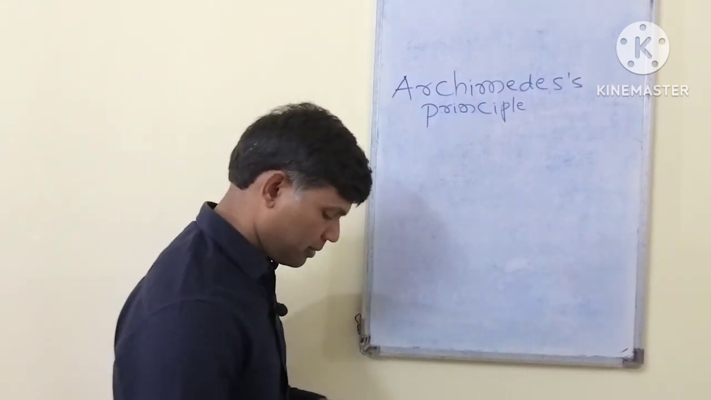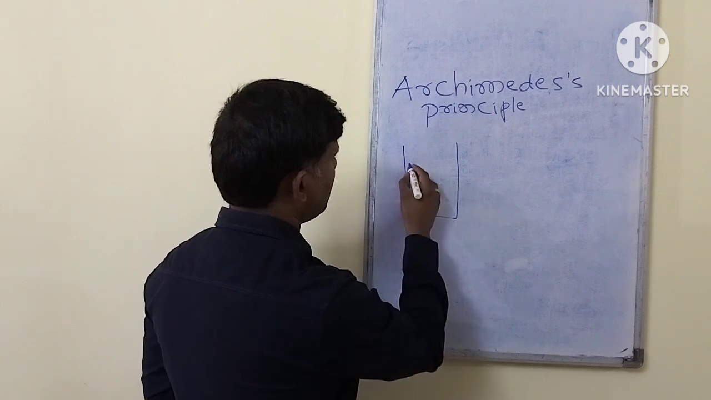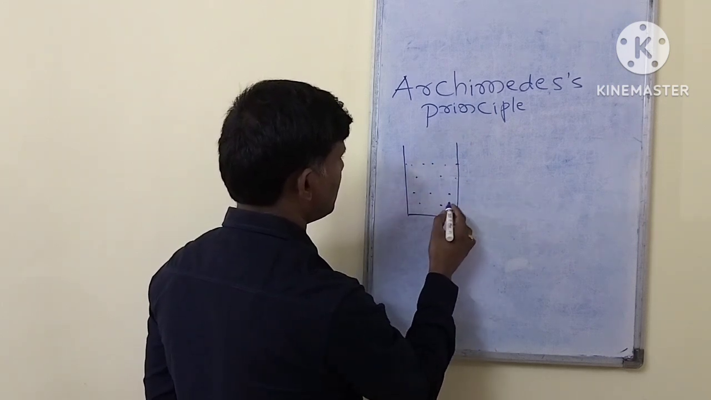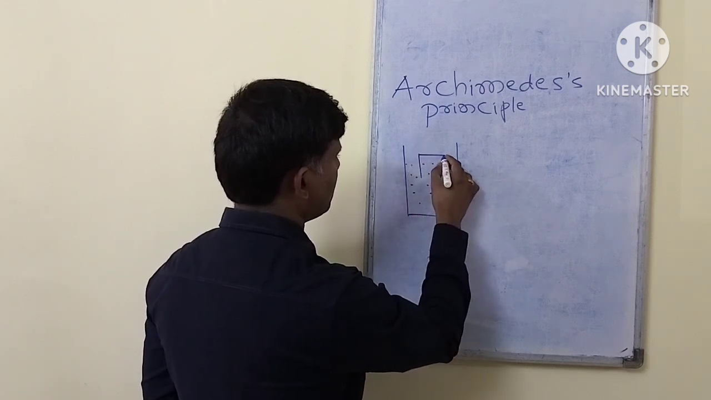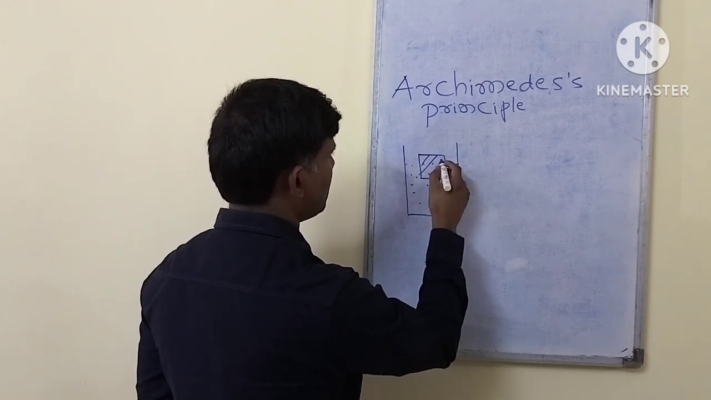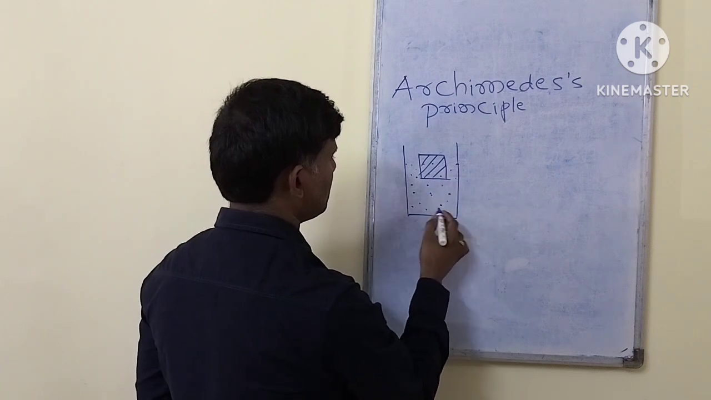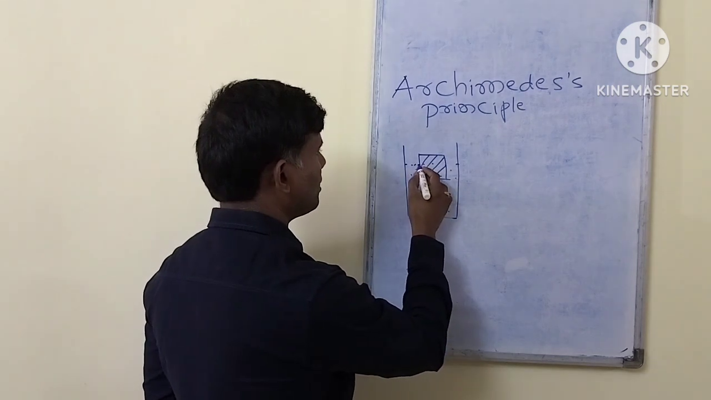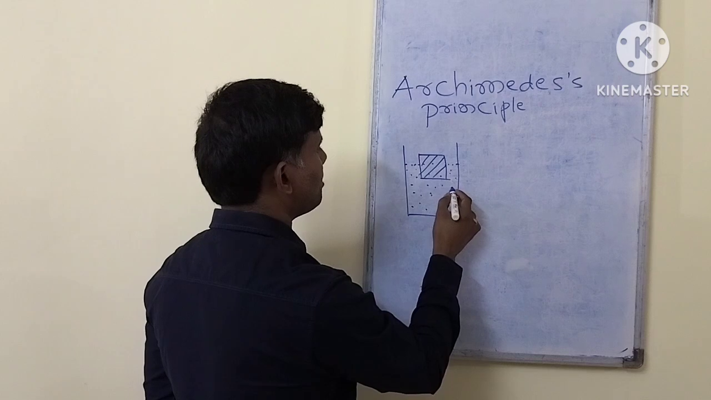Okay, you see here. This is a container filled with some fluid. Here one object is floating. So what are the forces acting on the object? It is floating. It means partially immersed.